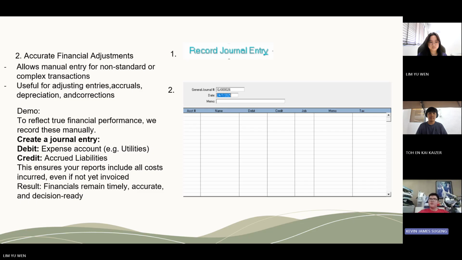So for the next part, let's say you got utility expenses that haven't been invoiced yet. With ABSS system, you can manually create a journal entry to capture those costs. It's simple actually. Debit your utilities account and credit accrued liabilities. And just like that, your records stay current and precise. To create a journal entry, you have to find the accounts segment in the ABSS system and press the record journal entry. Once then, you will be entered into this page at step 2, whereby you will then add in all your details for your journal entry.